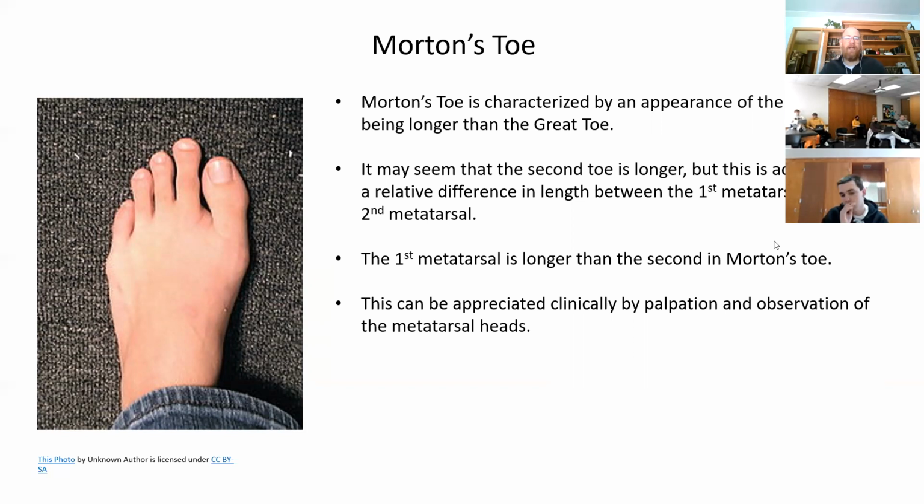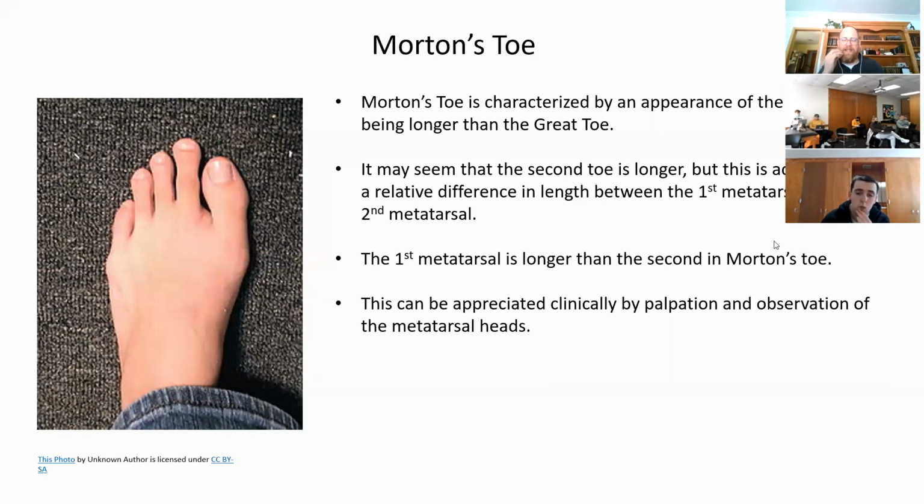Okay, but Morton's toe, right? This is characterized by the appearance of the second toe being longer than the first, right? So if you look at someone's foot, it looks like the second toe juts out more and is longer, right? In reality, though, it seems like just your second toe is longer than your first toe. But generally speaking, what actually causes this is a difference in length of the metatarsal itself, right? And not the phalange. So generally speaking, the first metatarsal is longer than the second in this case.